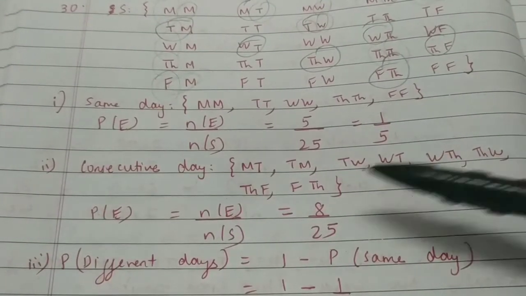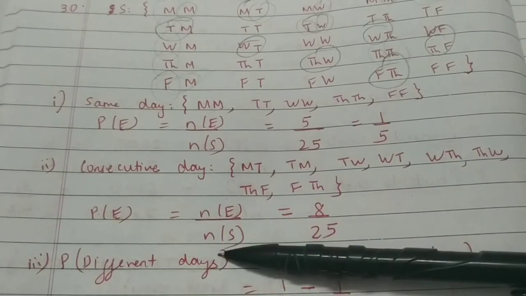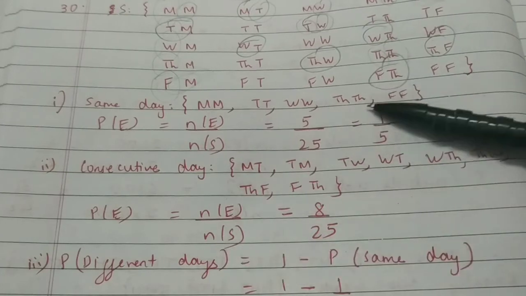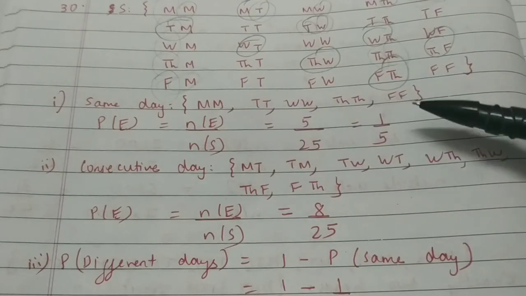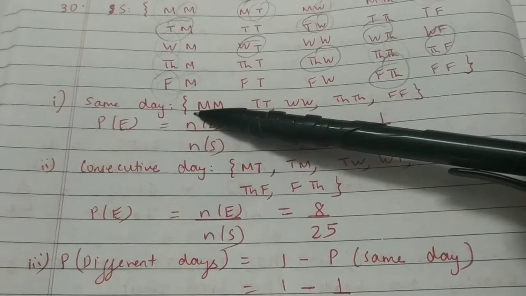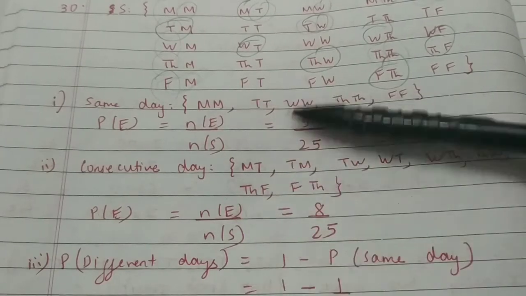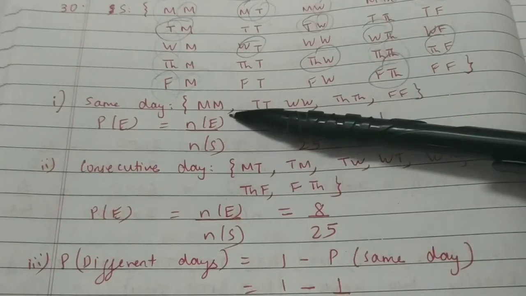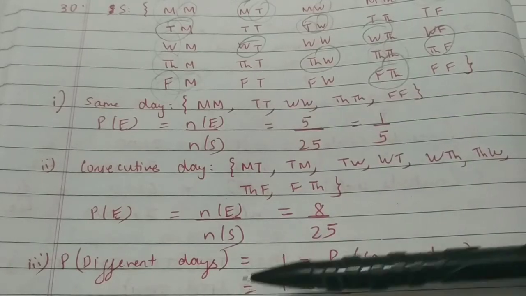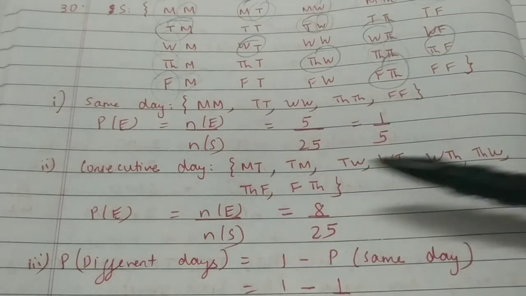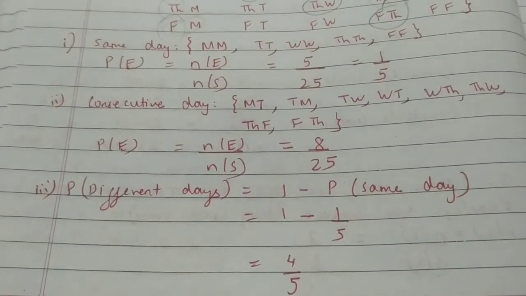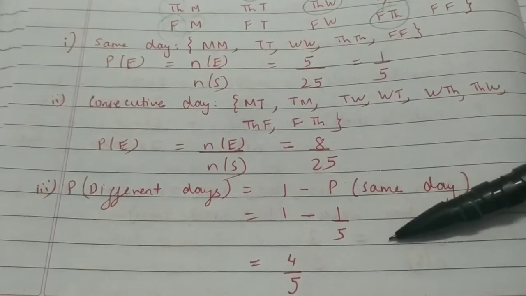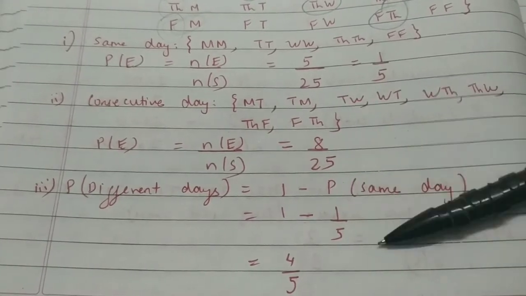And what is the probability that they were absent on different days? Well, if 1 upon 5 is the probability of them being absent on the same day, then just subtract this from 1, because same day and different days are complementary events. If they are not absent on the same day, obviously they are absent on different days, which could be consecutive or non-consecutive. That doesn't matter. So 1 minus 1 upon 5 is 4 upon 5. No need to make a list of all the possibilities here. This method will save time.